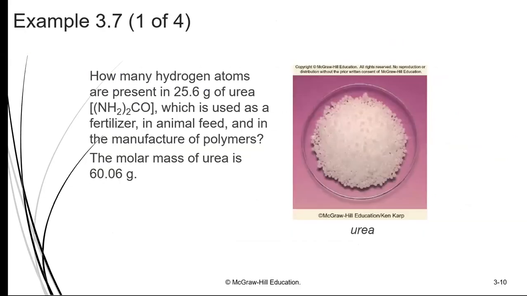So let's try that. How many hydrogen atoms are present in 25.6 grams of urea? The molar mass of urea is 60.06 grams per mole. So we have the entire compound, and we want to know just how many hydrogens there are. So we want to think of our plan here. We're starting with grams of urea, which is NH2CO, and we're trying to get into hydrogen atoms.